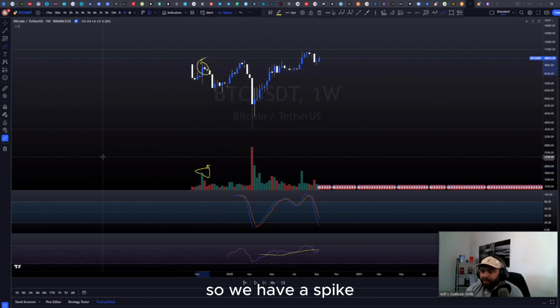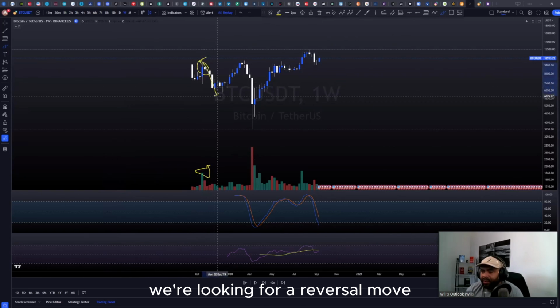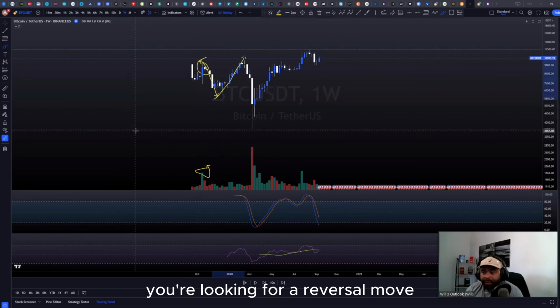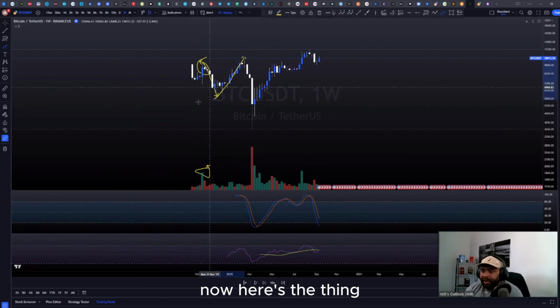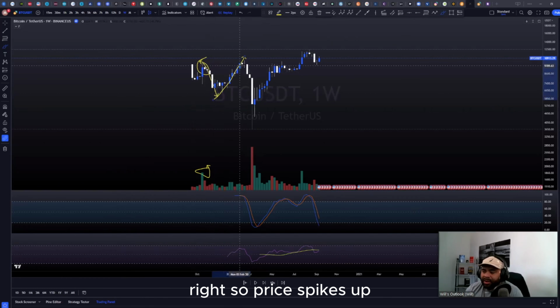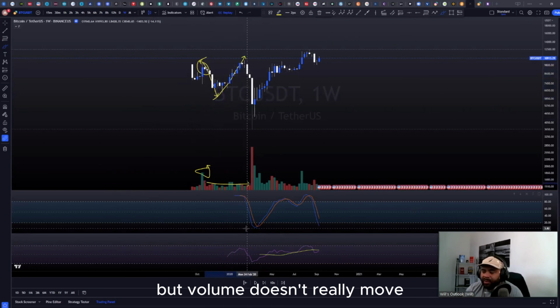We have a spike at the high, right? So what are we looking for? We're looking for a reversal move. If you're spiking at the bottom, you're looking for a reversal move. Now, here's the thing that can try to tell you that the reversal is coming, right? Price spikes up, but volume doesn't really move.